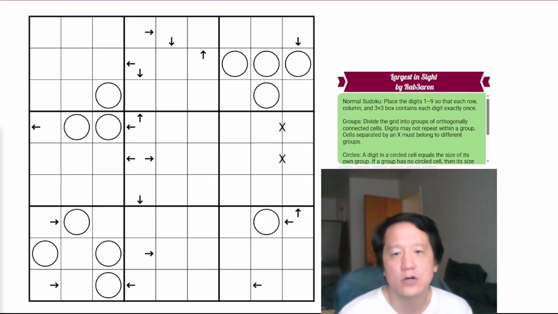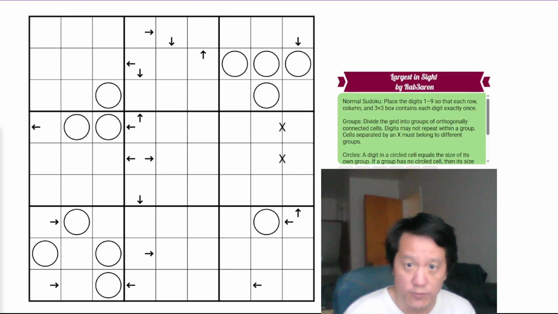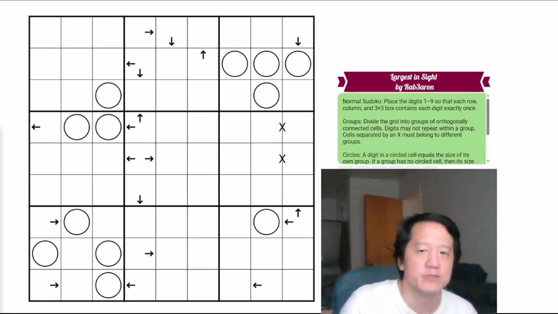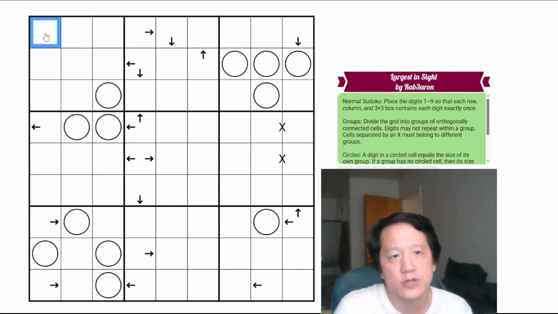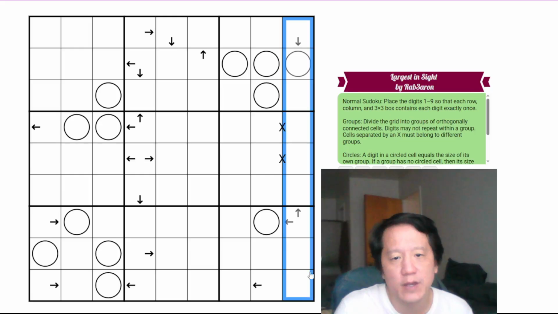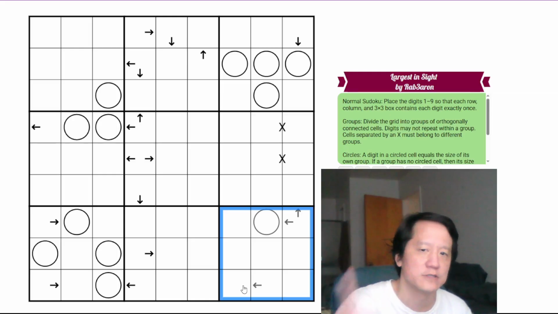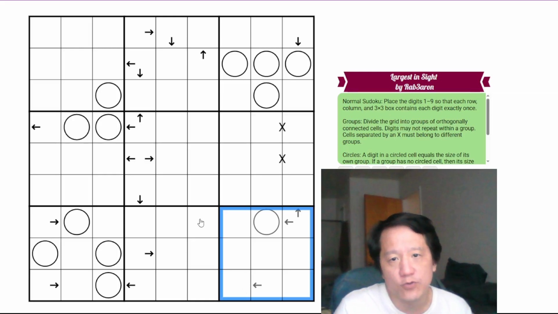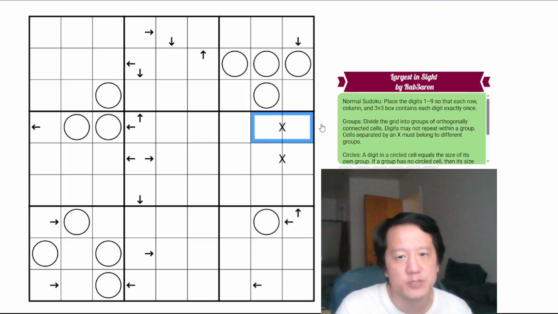And here are the rules. Normal Sudoku rules apply, which means place the digits 1 through 9 so that each row, column, and 3 by 3 box contains each digit exactly once. We have groups, where we need to divide the grid into groups of orthogonally connected cells. Digits may not repeat within a group. And cells separated by an X must belong to different groups.